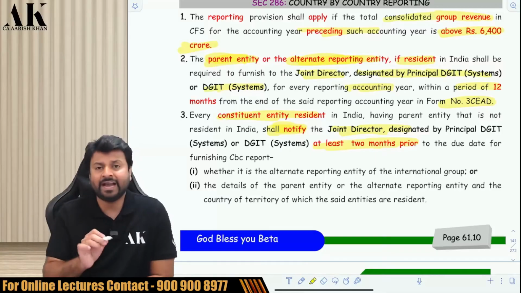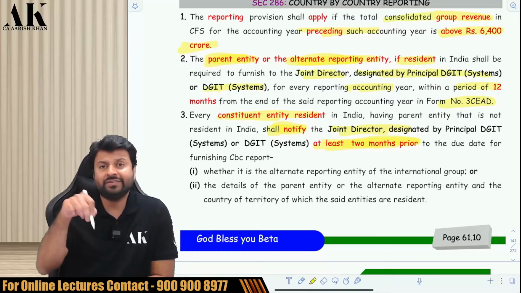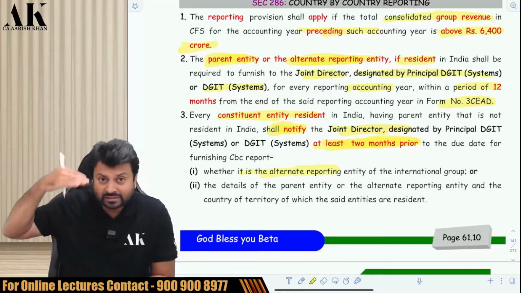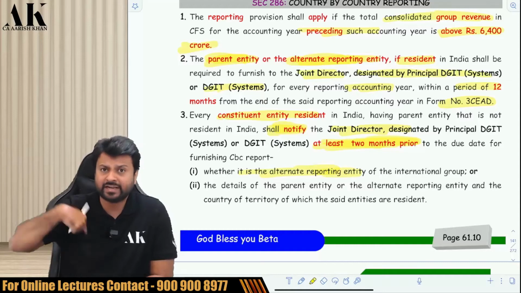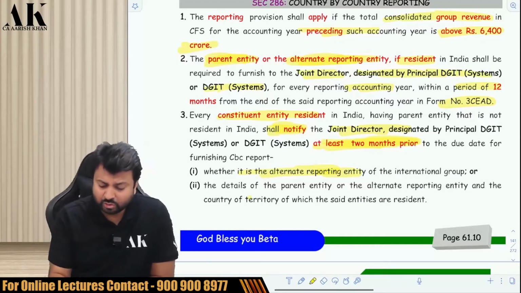So Sony India will intimate the joint director of income tax at least 2 months prior, and it will tell the income tax department whether Sony India is an alternate reporting entity. If it is an alternate reporting entity, then the Indian government will take CBCR from Sony India, and if it is not, then who is the alternate reporting entity? Who is the parent entity?